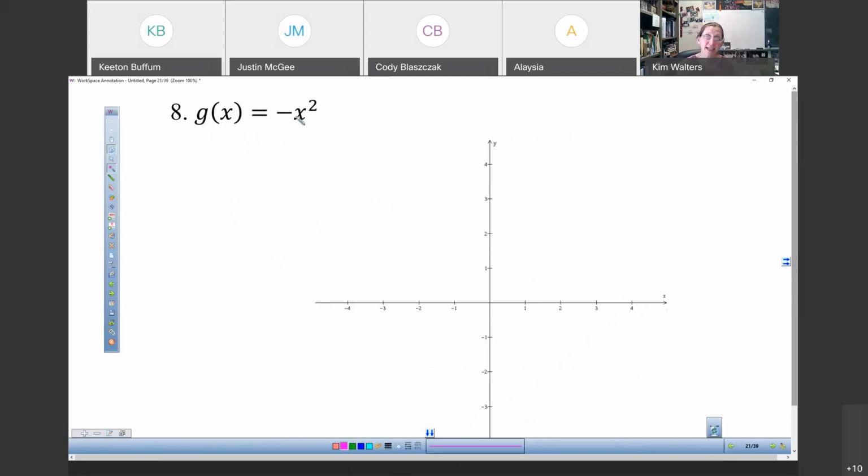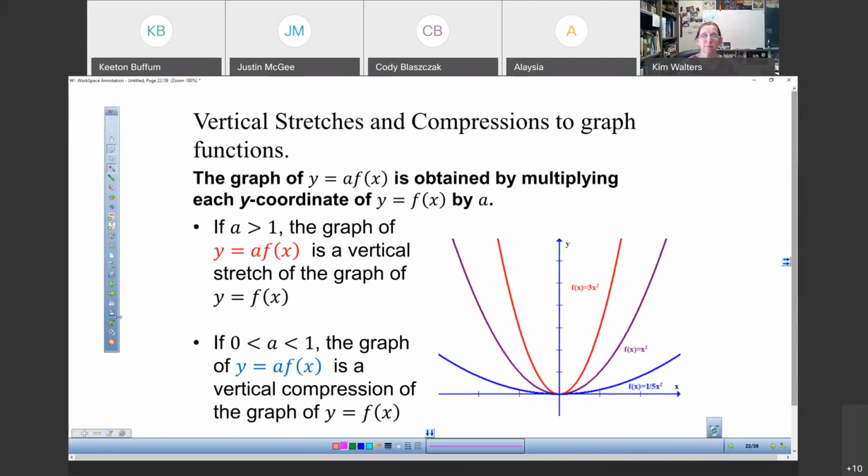So negative x squared means rather than going up with my x squared, it's going to go down now. That's it. That's all it does. This is reflection across or about the x-axis. It just flips it upside down. All of my values now become negative. We didn't slide it around at all. We just flipped it upside down. That's all we're going to do with that one.